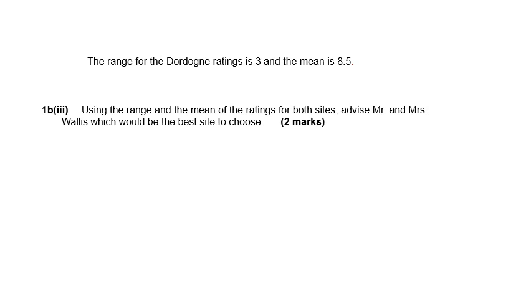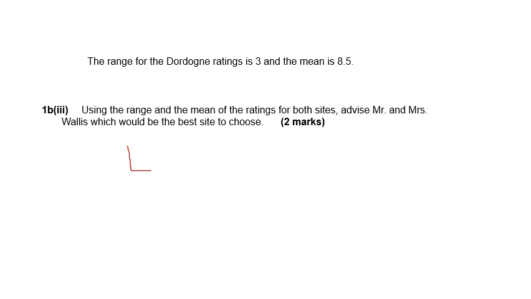Okay, so to finish off the question now, we need to compare the mean and the range of both locations. And to do that, we've worked out the mean and the range for Loire. This last part of the question, they've told us the range for the Dordogne is 3 and the mean is 8.5. And it says using the range and the mean of both these sites, advise Mr. and Mrs. Wallace which is the best site to choose. Okay, so again, remember these are scores out of 10. The 20 scores out of 10 we're still talking about.